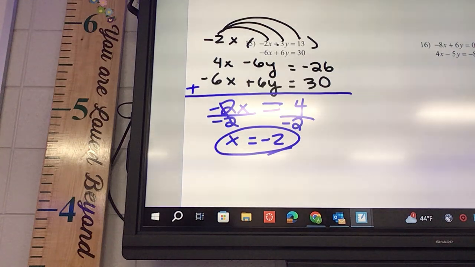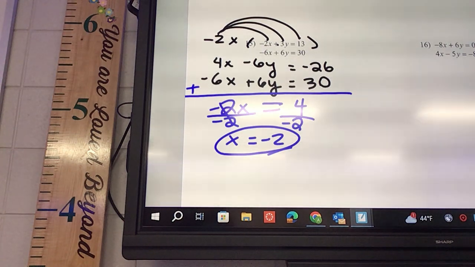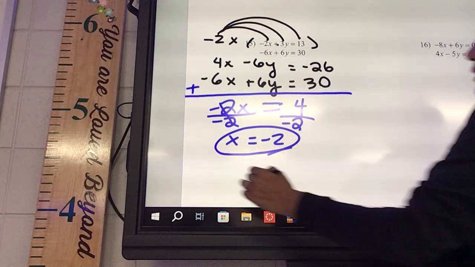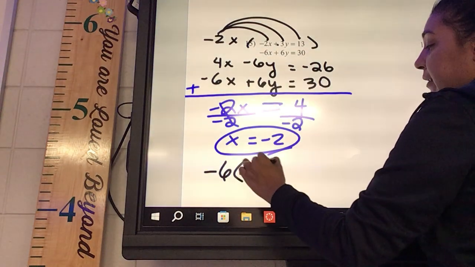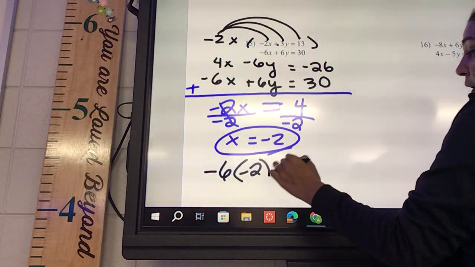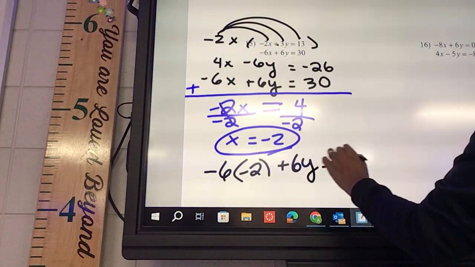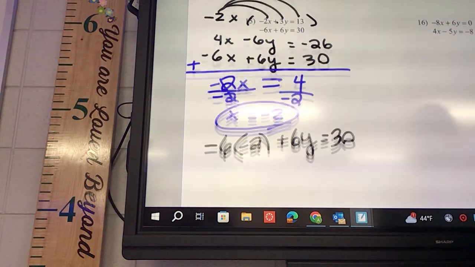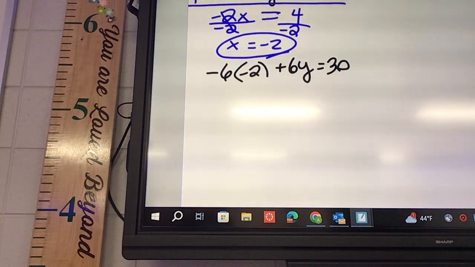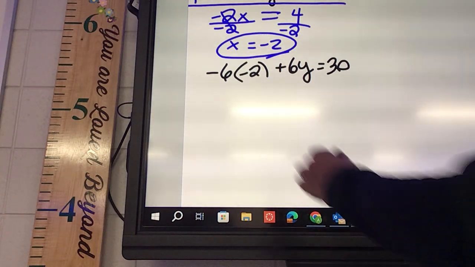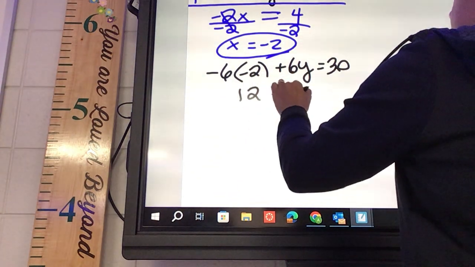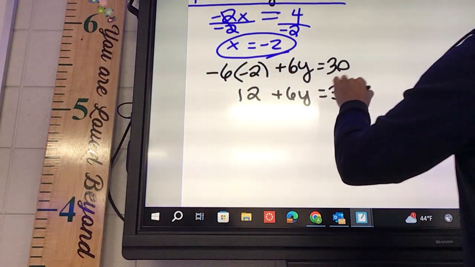From there you're going to plug it into one of your original equations. What would you like to use, equation 1 or equation 2? Number 2. So number 2 says -6, and instead of x, I'm putting a -2 because we solved that. Plus 6y equals 30. And you always do the parentheses first, so -6 times -2 is going to be 12 plus 6y equals 30.